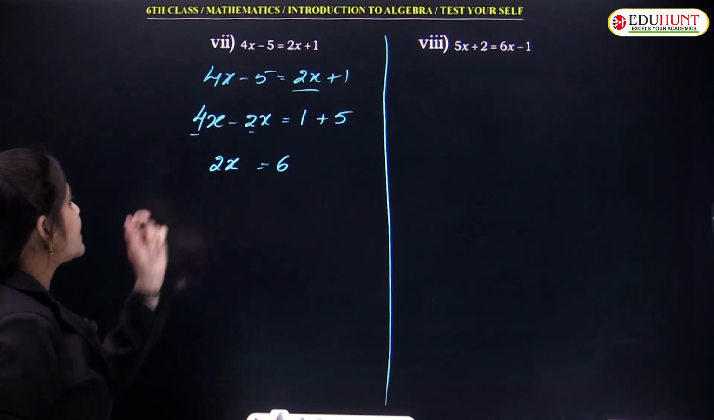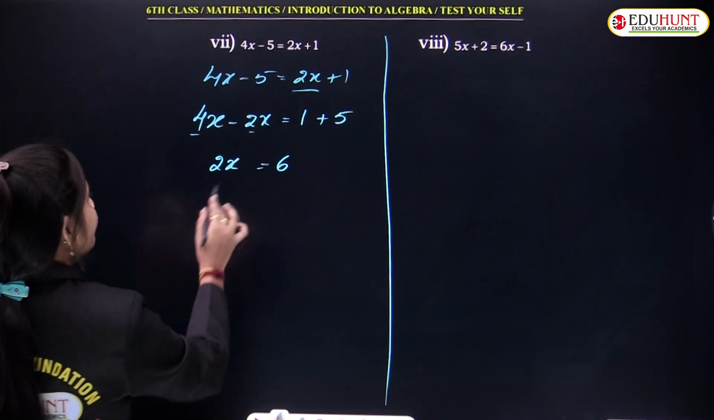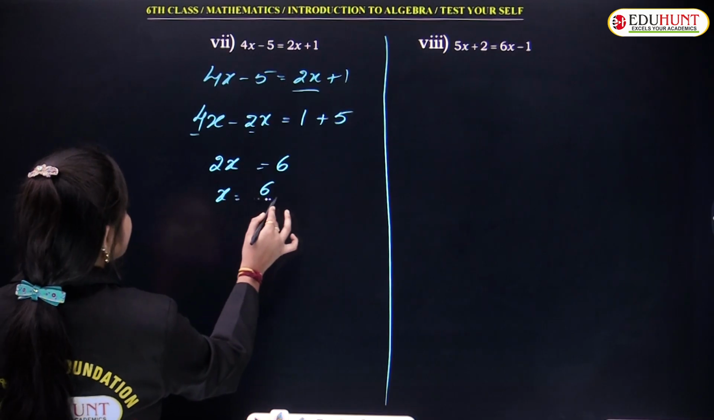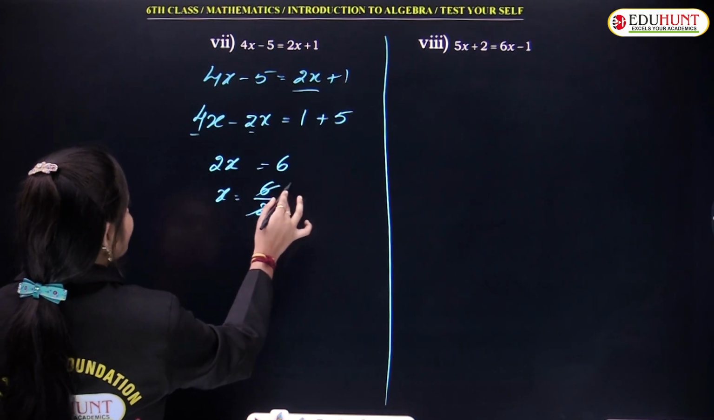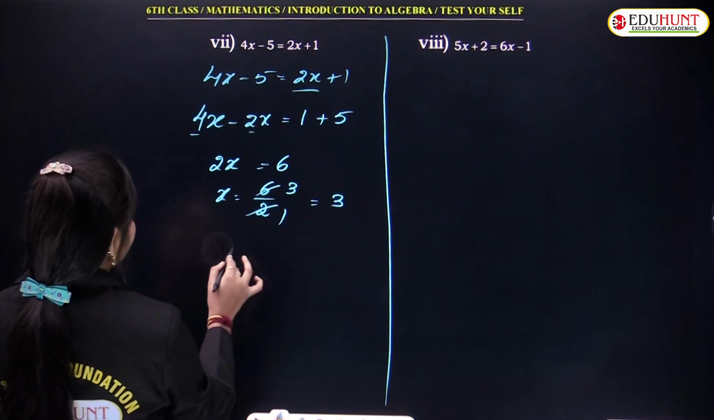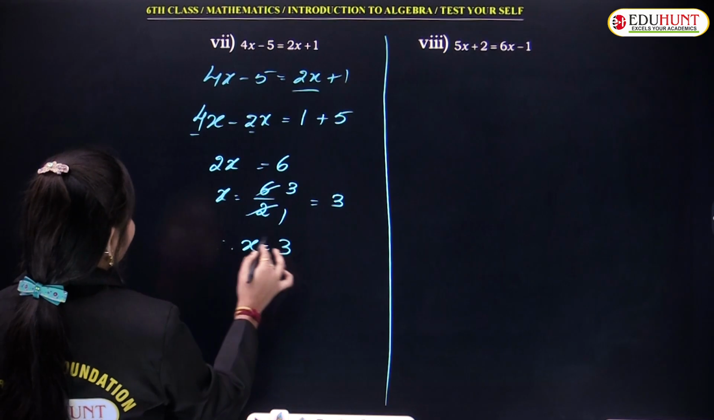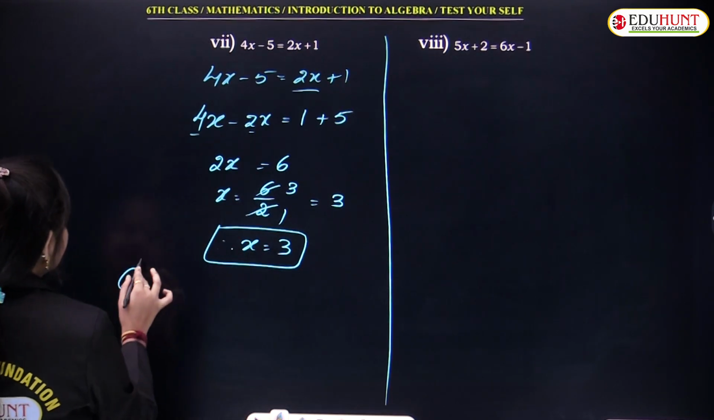Okay. Now here 2x means 2 times x is there, no? Then here x is equal to 6 by 2. 2 ones are 2, 2 threes are 6, which is equal to 3. Finally, here x is equal to 3. Okay. Checking process.